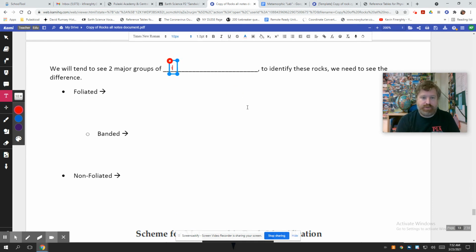So we'll see 2 major groups of textures. To identify these rocks, we need to see the difference. So foliated, that crazy word, means that there's some type of mineral alignments.